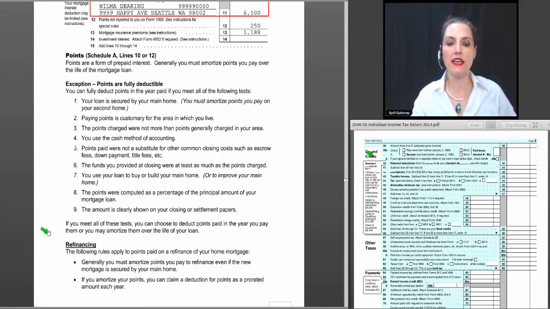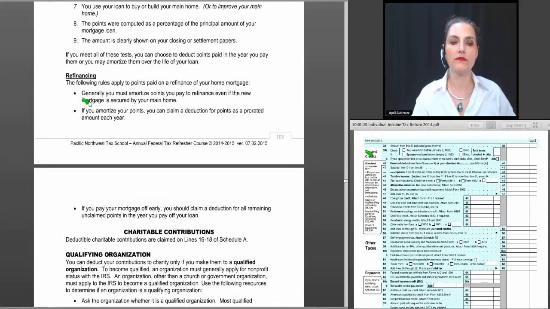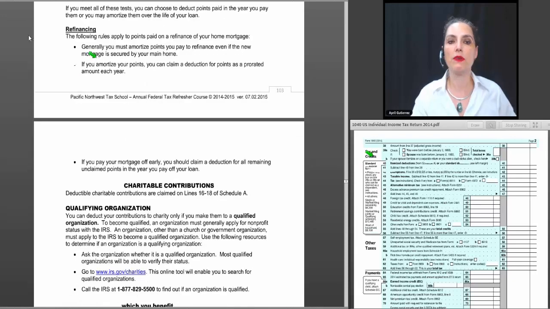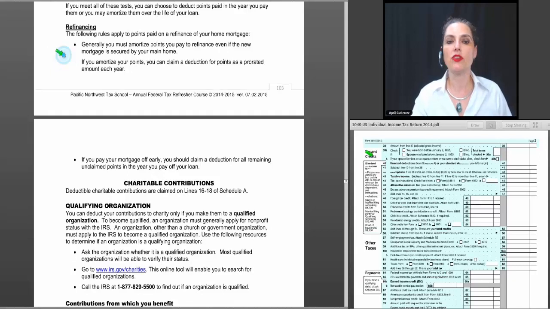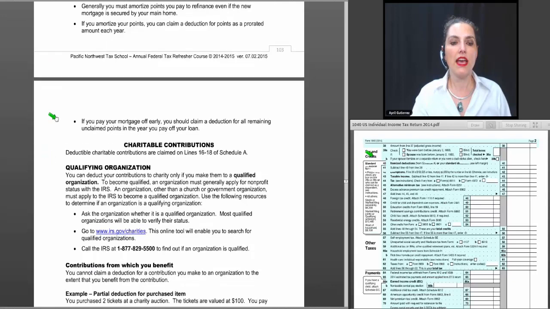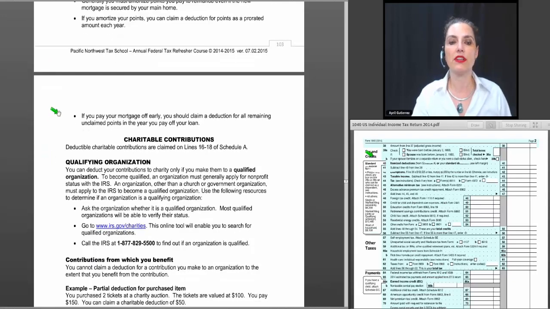If you meet all of these tests, you can choose to deduct points paid in the year you pay them, or you may amortize them over the life of your loan. For refinancing, the following rules apply to points paid on a refinance of your home mortgage. Generally, you must amortize points you pay to refinance, even if the new mortgage is secured by your main home. If you amortize points, you can claim a deduction for points as a prorated amount each year, and if you pay your mortgage off early, you should still claim a deduction for all remaining unclaimed points in the year that you pay off that loan.